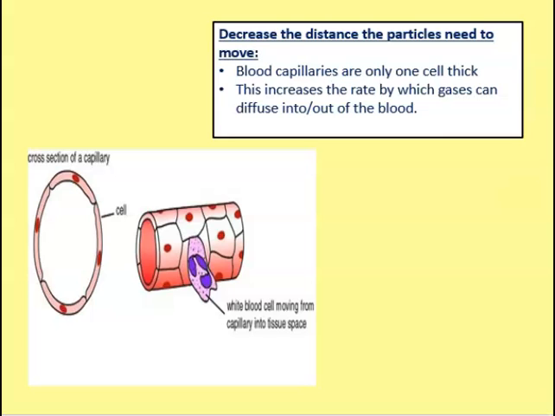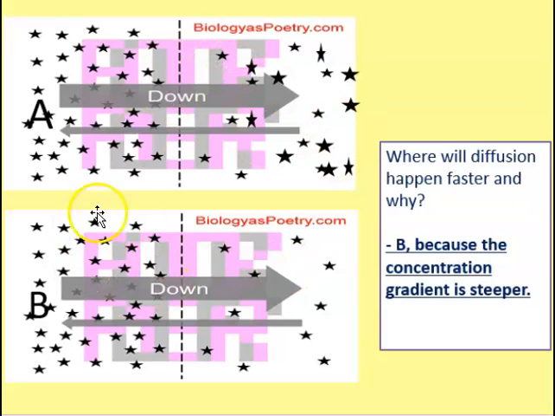Right, the next one then, moving on, is looking at the concentration gradient. If you look at A here, A and B have got the same amount of particles represented by stars on the left hand side. But if you look here, A has got more stars on the right hand side, B has got less stars on the right hand side. Now diffusion will happen both ways, and remember, these arrows show that diffusion is happening in both ways, but in B diffusion will happen faster, and that is because the concentration gradient is steeper.